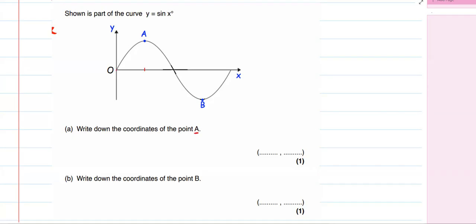Yes, so you know this one will be 90. If I ask you about this one, 180. And the coordinate of the point B, this will be 270, minus 1. Okay? So you have to remember these points. And what if I ask you about this one?